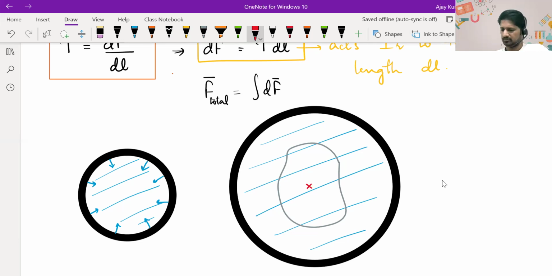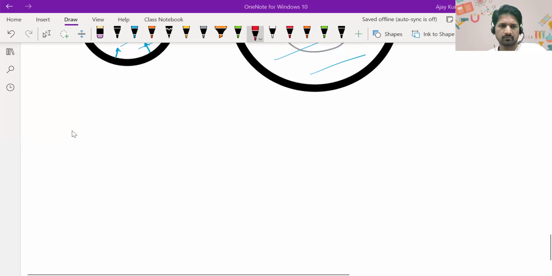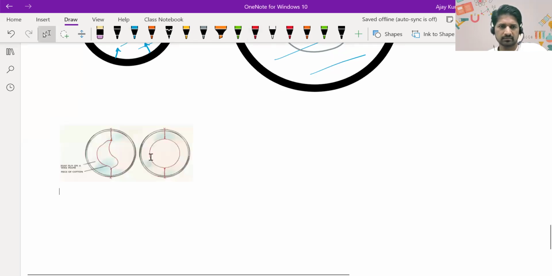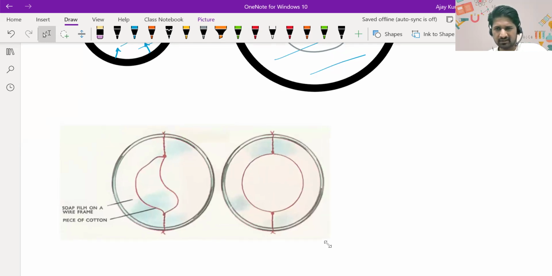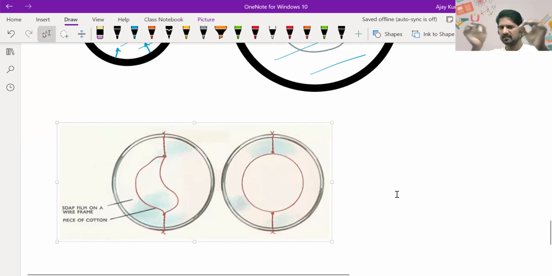Can any of you guess what happens? I'll give you some time. Just try to guess what happens. I'll try to show you a picture also. So what you will see is something like this. Here they have gone a step ahead. They have restricted the motion of the loop of thread by tying it to the ring. And when you prick it in between, you see that the loop of thread becomes a circle.